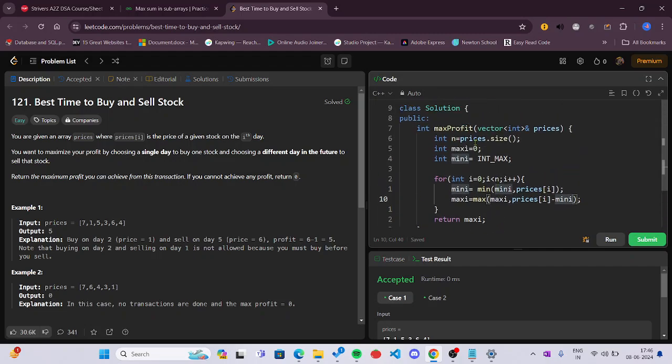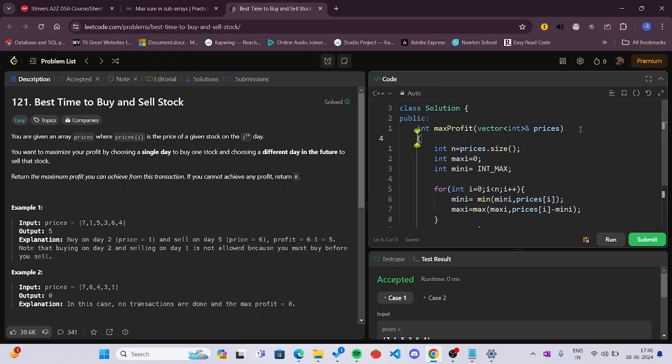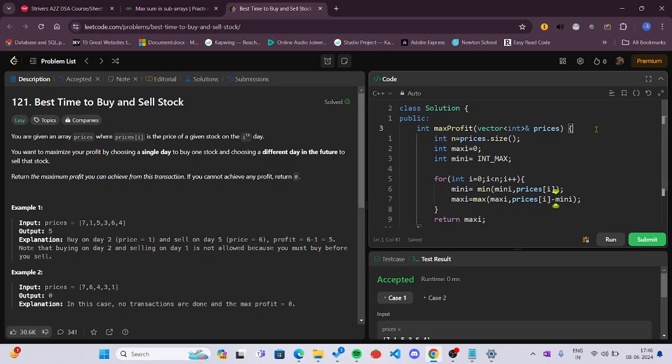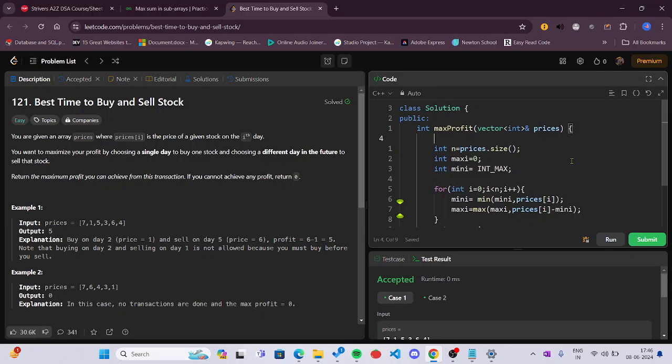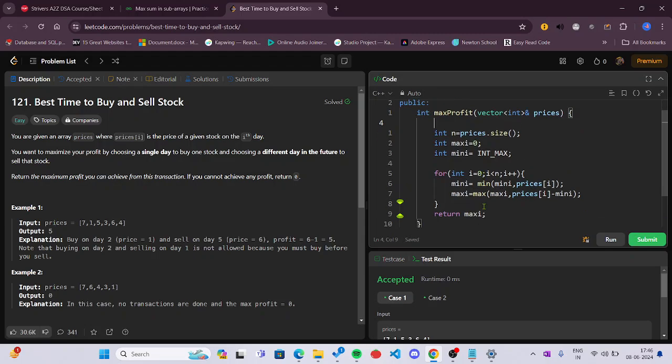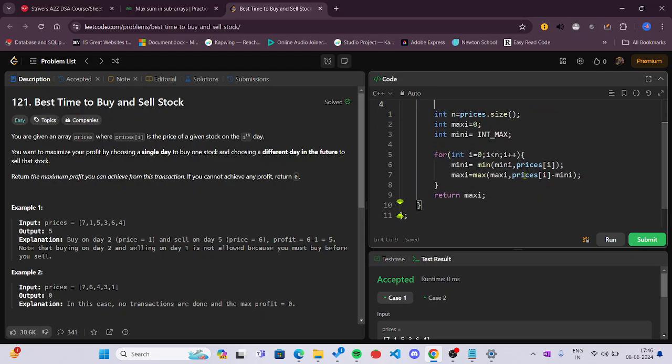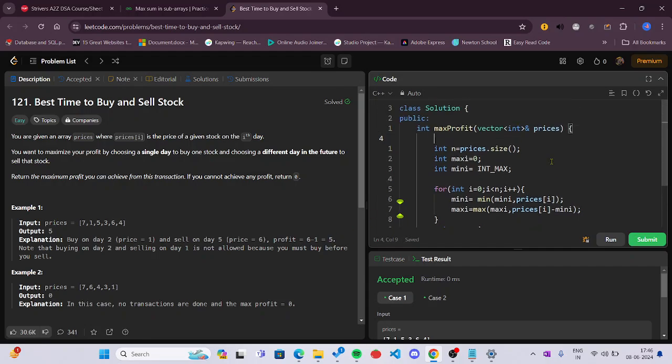As simple as that. And the time complexity for this will be, see, very simple. I just used a mini variable and a maxi variable too. Mini is for just finding the minimum, and maxi is finding the maximum profit, and after finding it, you just subtract, because you have to buy it and then sell it. After that only we'll get the profit, right?